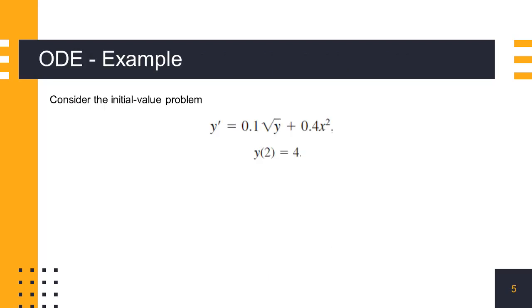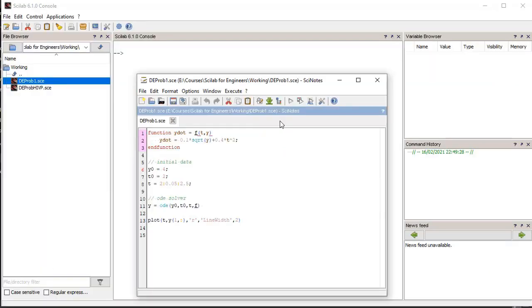Now, let's solve a simple problem to understand the process of solving the ODE. Here, we have a first order ODE with an initial condition specified. Let's see how to solve this in Scilab. Here, we first define the function f, where we define the differential equation and return it in y dot. Function f should always have parameters t and y as inputs.